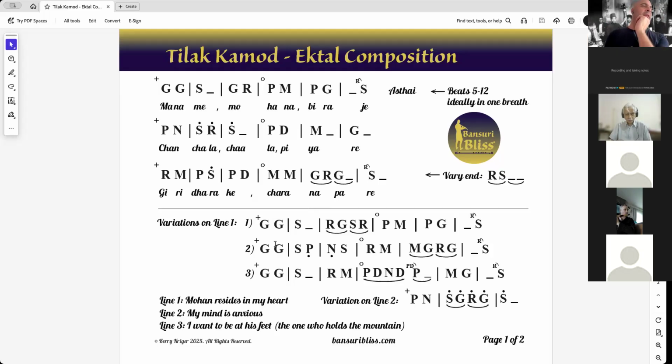All right, let's look at the next one. Gaga sa pa ni sa re ma. Gaga sa pa. Down to the pa. Remember, you drop from sa down to pa often. All right. Ni sa re ma. Magare ga re sa. All right. Magare ga re sa.